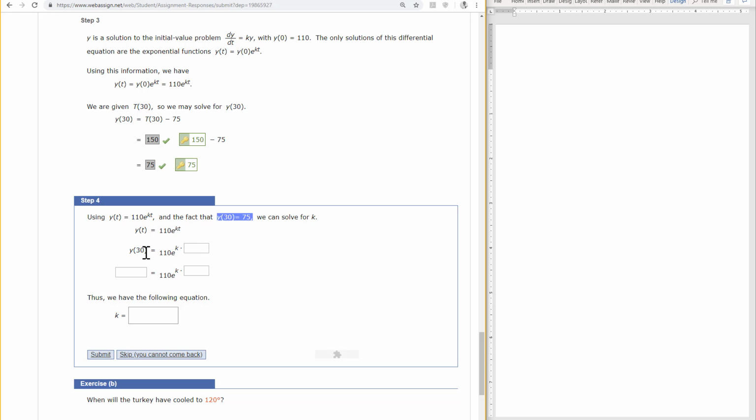Y of 30 can get replaced with 75, and 110 e to the k times t, where t is 30 minutes, so we can put 30 in here. To solve for k, we divide 75 by 110, and then take the ln of both sides. We better do this carefully here.